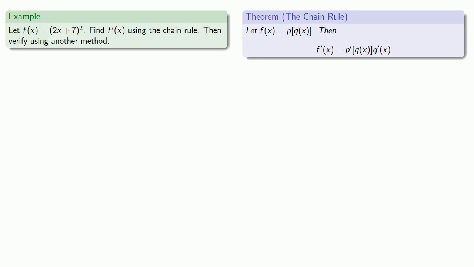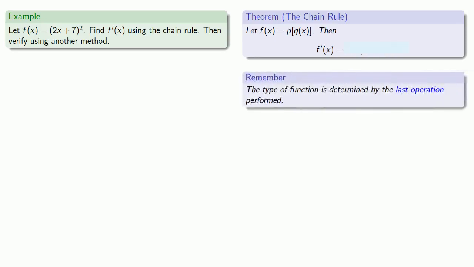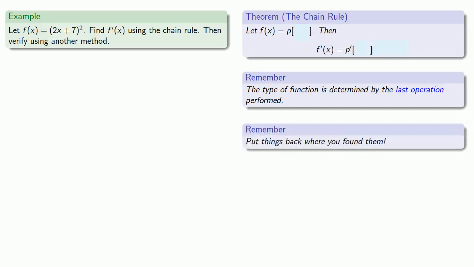And so this leads to the following approach to evaluating the derivative of a composite function. First, remember that the type of function is always determined by the last operation performed. And so, for the first part of the chain rule, we can ignore or drop out that inside function completely. Then find the derivative of what we see, and then apply the kindergarten rule, which is put things back where you found them. We took the q of x out, we should put it back in, and also multiply by the derivative of the thing that we just wrote.